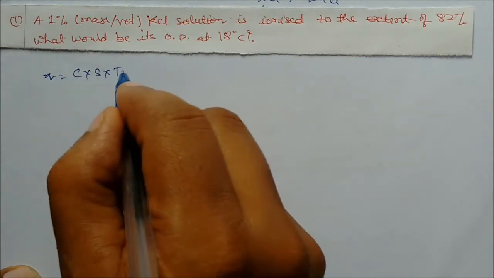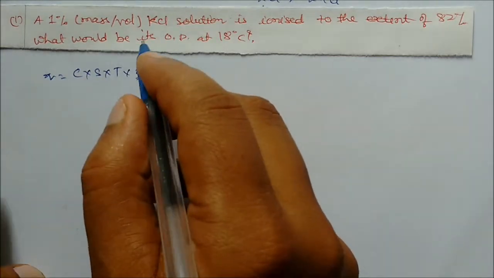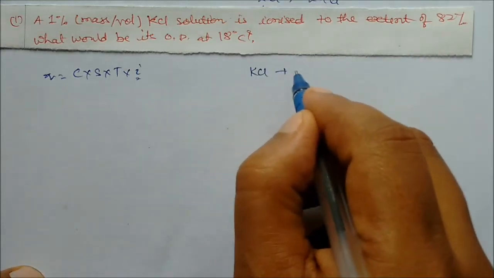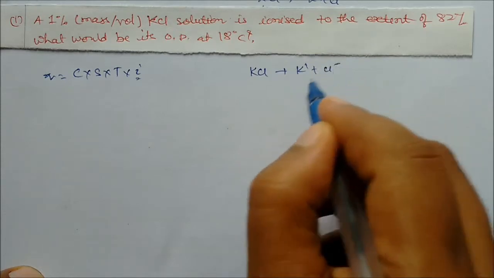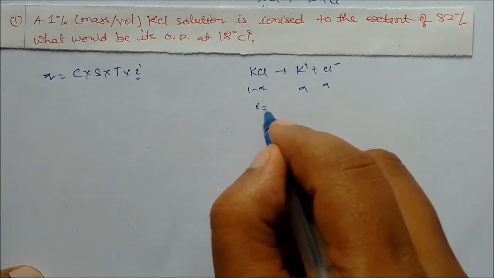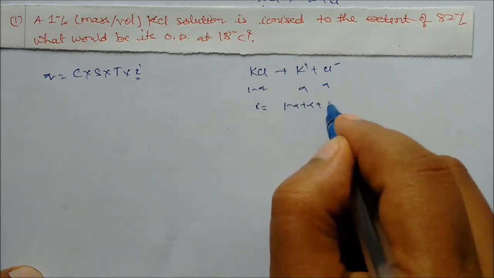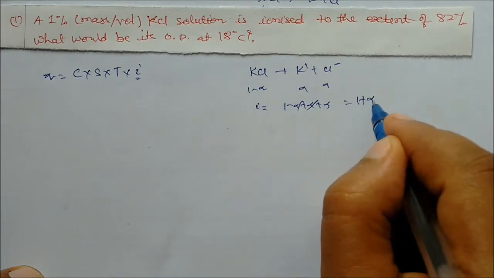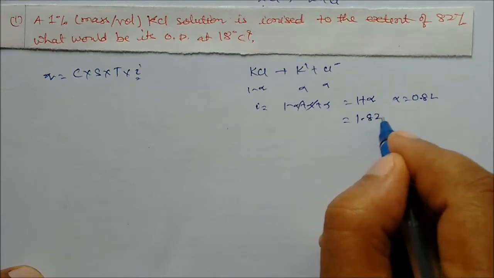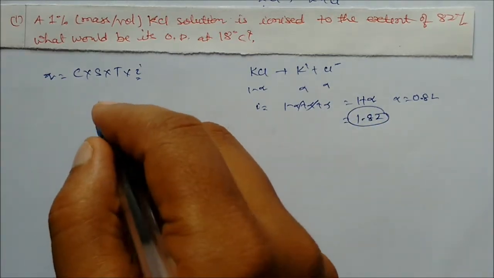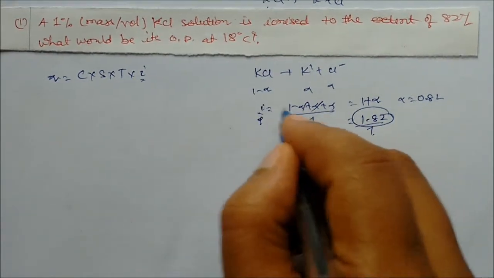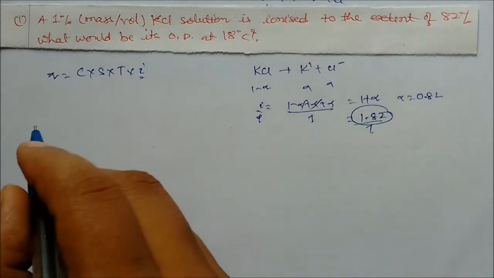Here we also require i, because for KCl we need to find it, since it is 82% dissociated. So KCl dissociates into K plus and Cl minus. At equilibrium we have 1 minus alpha, alpha, alpha. So i equals 1 minus alpha plus alpha plus alpha, where this cancels, giving 1 plus alpha, and alpha is given as 0.82. So the total will be 1.82. This is the i, divided by the initial concentration, which is 1.